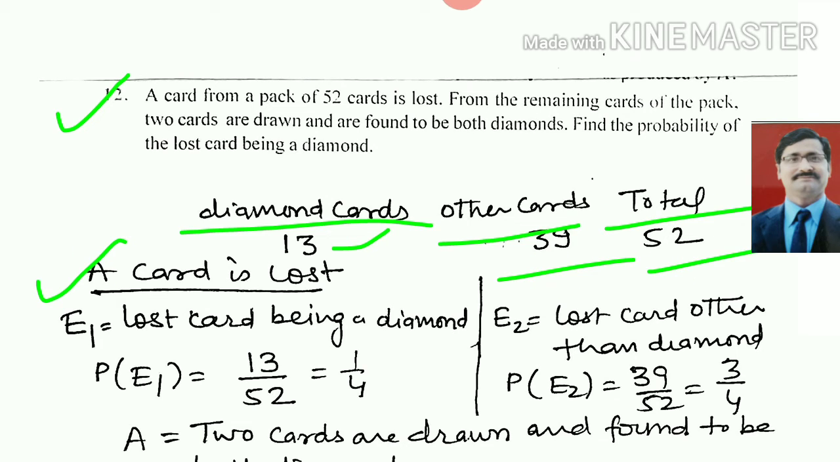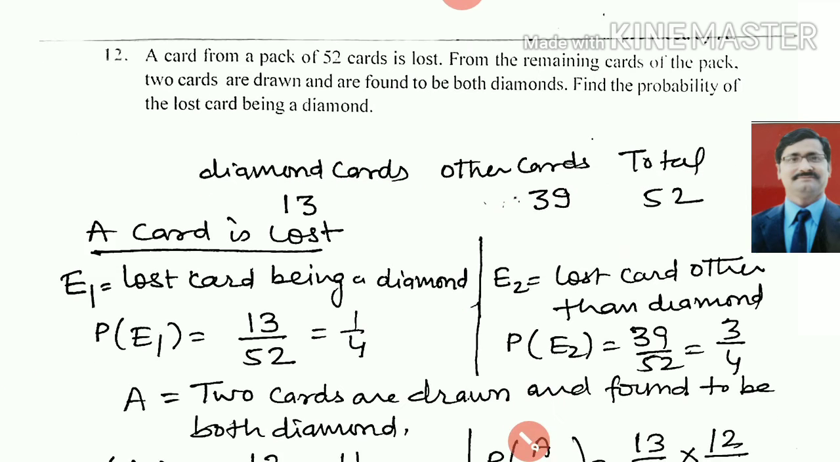A card is lost. E1 is the event that the lost card is a diamond, and E2 is that the lost card is other than a diamond. So what is the probability that the lost card is a diamond? That is 13/52, which is 1/4. The probability that the lost card is other than a diamond is 39/52, which is 3/4. Now look here, it is given in the question that 2 cards are drawn and found to be both diamonds, that is the event A.